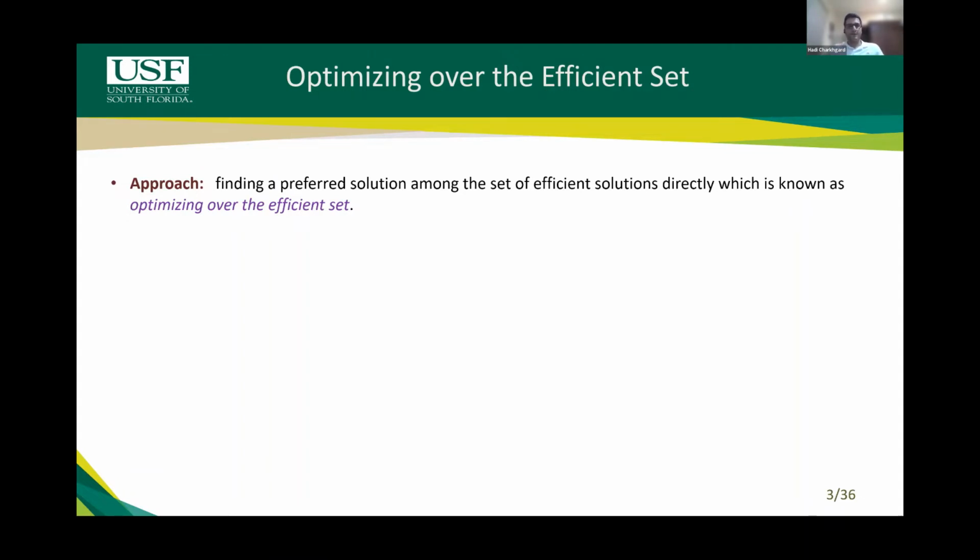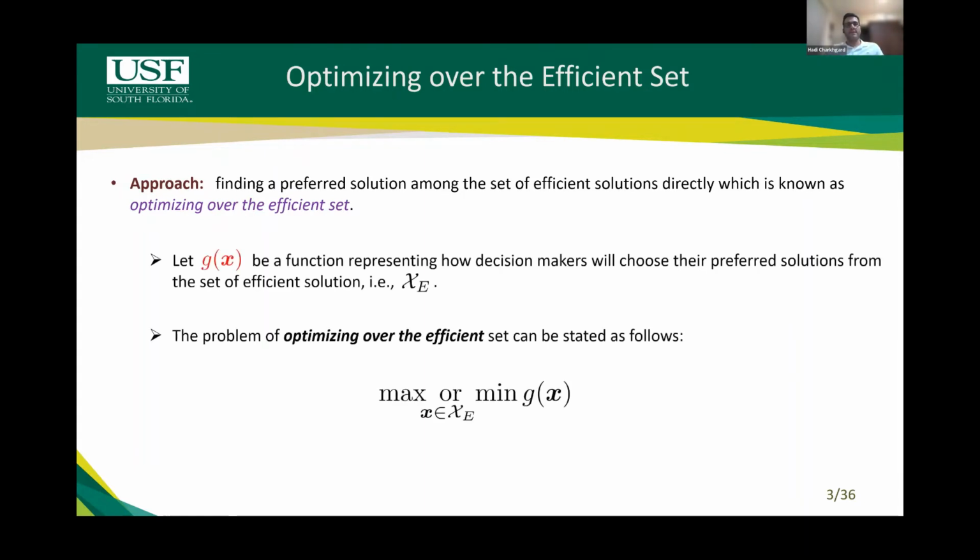To provide more explanation about the optimization over the efficient set, this is an approach where you try to find the preferred solution among the set of efficient solutions. Normally there is a function representing how the decision maker will choose their preferred solutions from the set of efficient solutions. And all you need to do is to maximize that function g of x over the set of efficient solutions of the problem. Okay, so that's all you try to do.